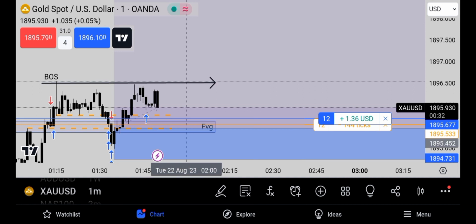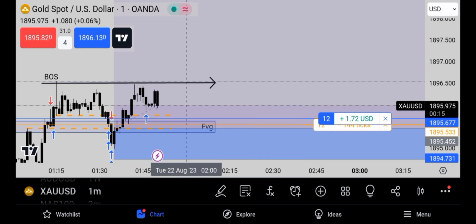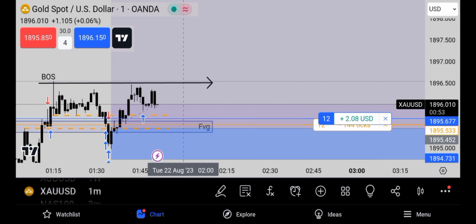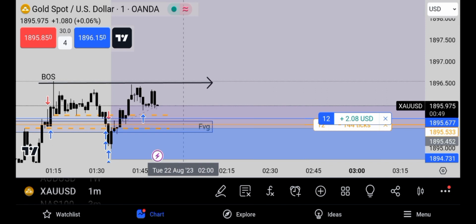But then if you check, it's just before the 2 a.m. ICT London kill zone session, London Open. So market will tend to be a little bit sloppy just before the session starts. But as soon as the session starts, we can start expecting more liquidity in the marketplace maybe, and more volatility as well.